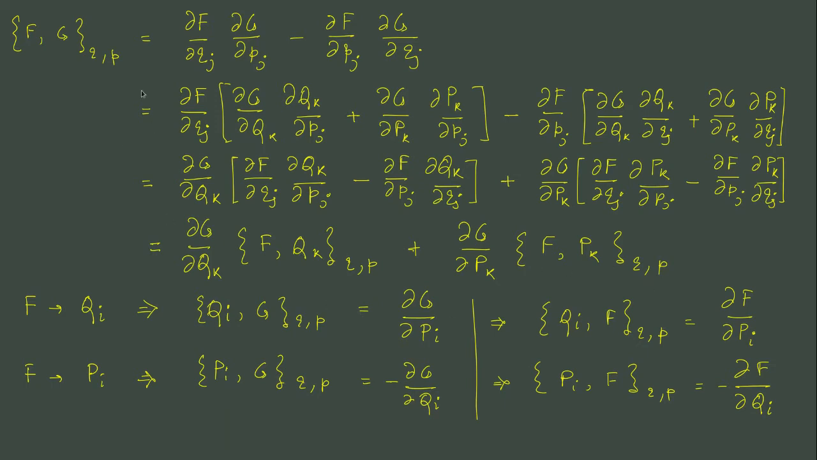Now, this is an identity. Identity in the sense that we have not dropped any term, we have not done any approximation. So, for any general F and G, we can always write this.